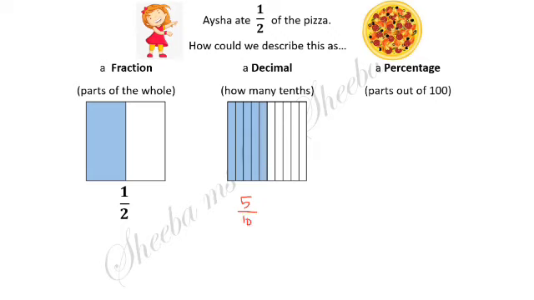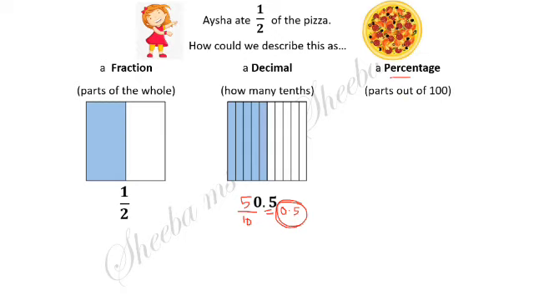So how do you write it as a decimal? 5 by 10 can be written as the decimal 0.5. That is the decimal form. And how do you write it as a percentage?